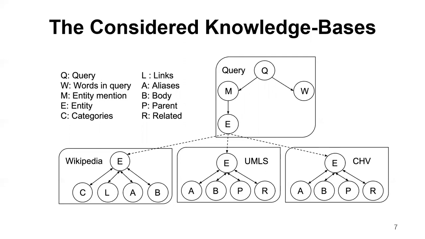For Wikipedia, we extracted the title, categories, links, aliases, and body of each Wikipedia page to be the features of an entity in the Wikipedia knowledge base. For the UMLS and CHV knowledge bases, we exploited the title, aliases, body, parent, and related entities as features of an entity in these two knowledge bases.